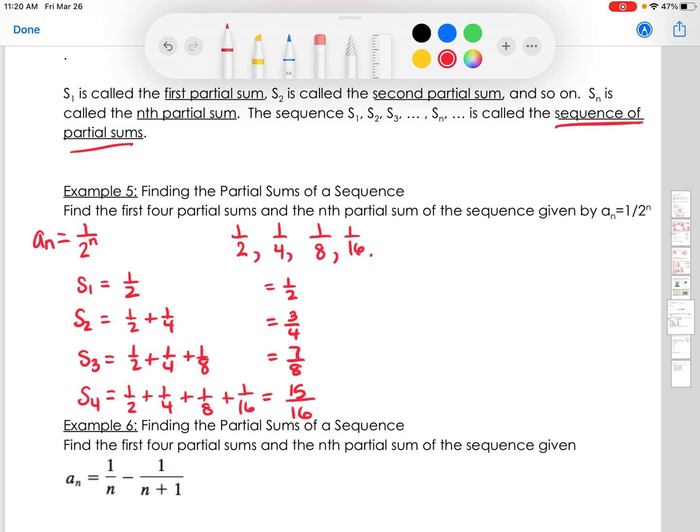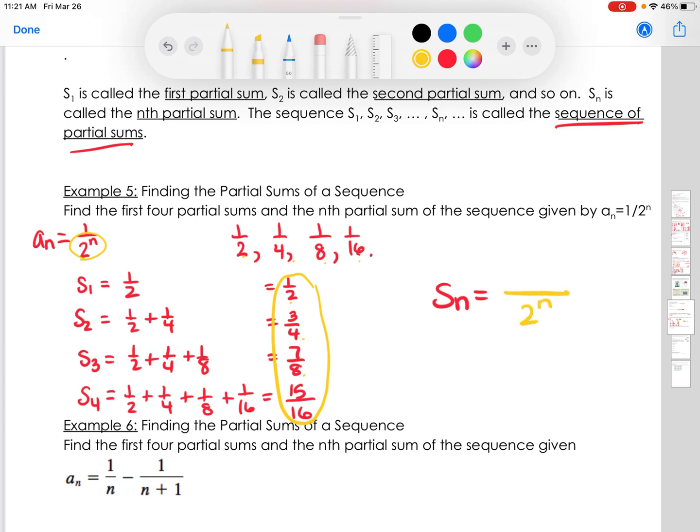Now to generalize this to the nth partial sum, we need to just look for a pattern within these partial sums here. 1 over 2, 3 over 4, 7 over 8, 15 over 16. So the first thing we want to figure out is where did the 2, 4, 8, and 16 come from? And that's really coming from right here, that 2 to the n, right? 2, 4, 8, 16. So we know the denominator is 2 to the nth.